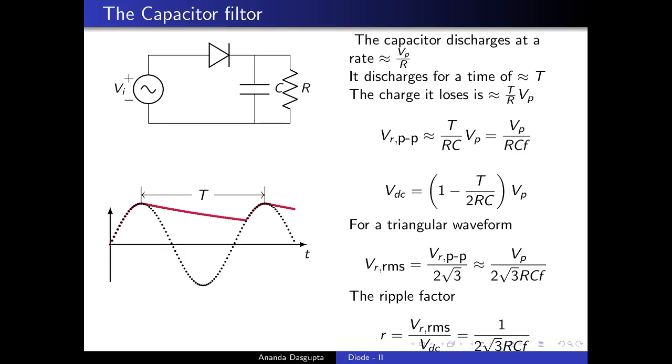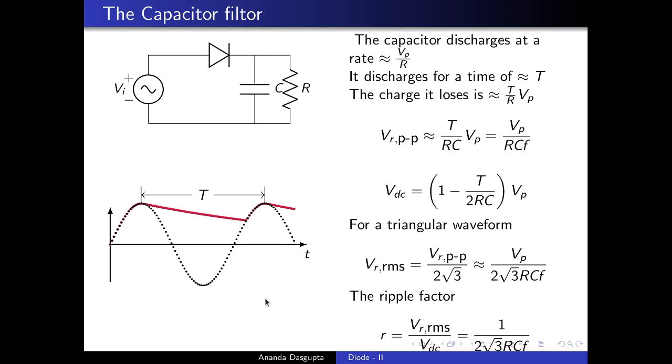So as you can see, once again, it's the T by RC or 1 by RCF factor which is the controlling feature of this capacitor filter. If that is small, the ripple factor is going to be small and your circuit is going to work nicely. And just to point out, this is the ripple factor for the half wave rectifier with the capacitor filter.